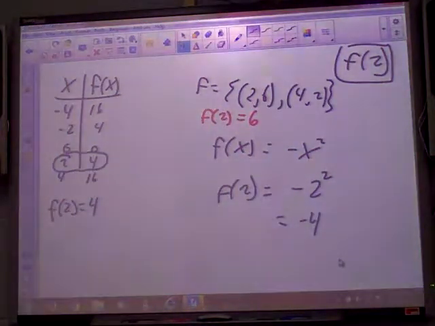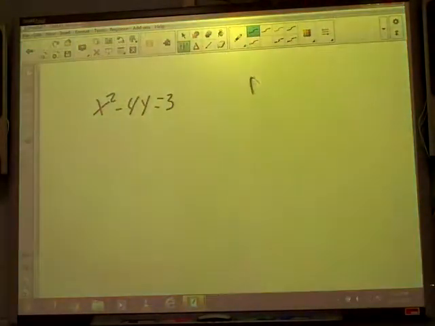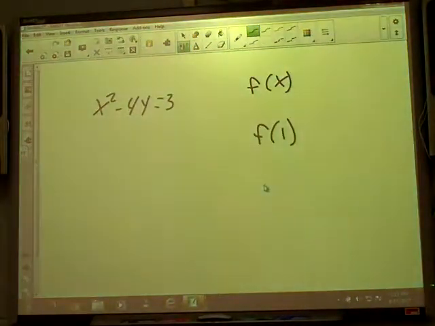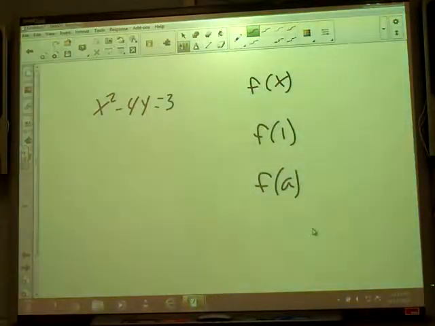Alright, next page. Here I've got x squared minus 4y equals 3. Directions say rewrite the equation using function notation f of x, then find f of 1 and f of a. So we have 3 things to do. We got to rewrite it in function notation, number 1. Then once we do, solve it for 1 and then solve it for a.